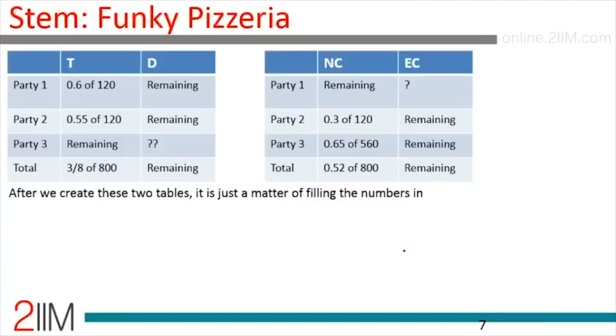We're told that thin crust is 0.6 of 120. We know that. What is 0.6 of 120? 0.6 into 120, 72. Remaining out of 120 should be 48. 0.55 of 120. What is 0.5 of 120? 60. 60 plus 6, this will be 66.